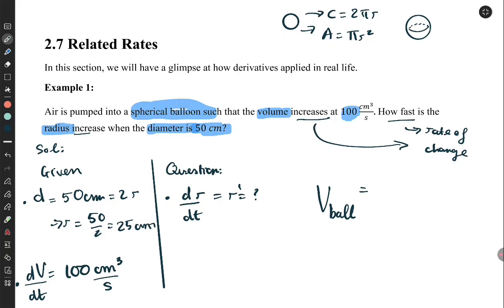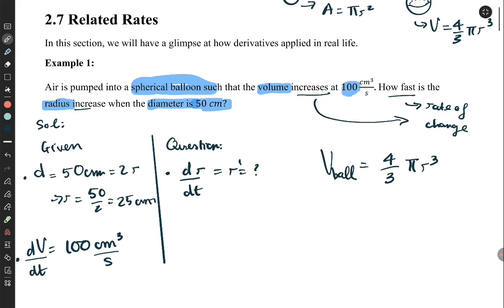Now you go to 3D. You're going to have a sphere, right? When we have 3D, we're going to talk about the volume of a 3D object. The volume is 4 over 3 pi r cubed. So 4 over 3 pi r cubed is the volume of the ball.